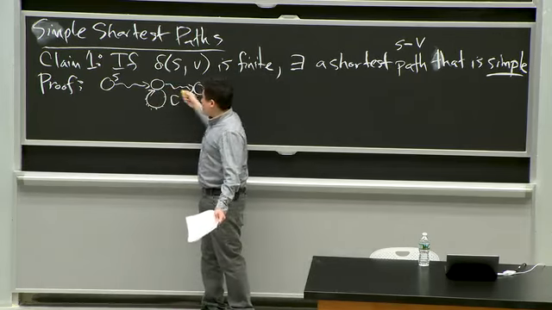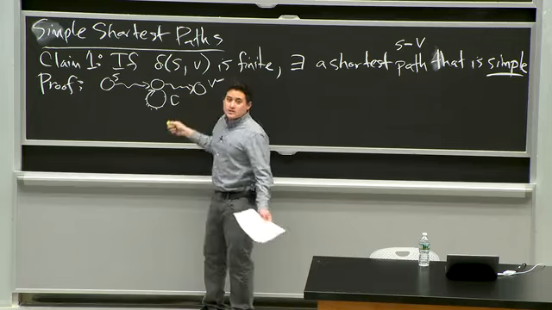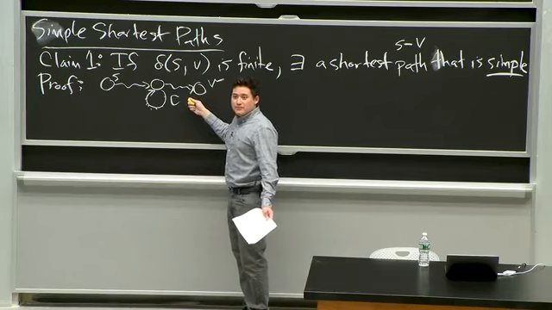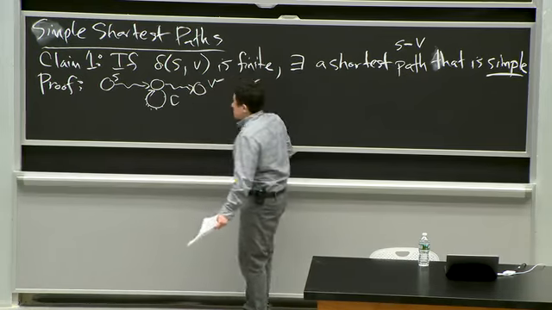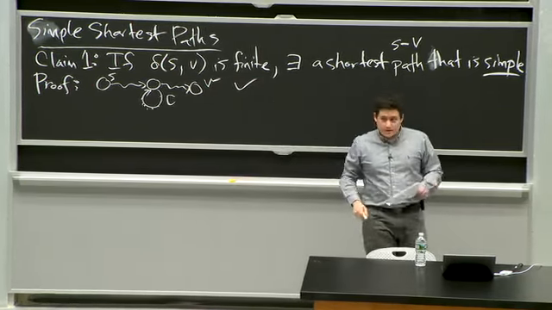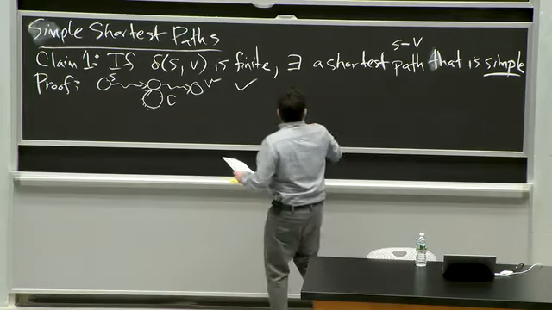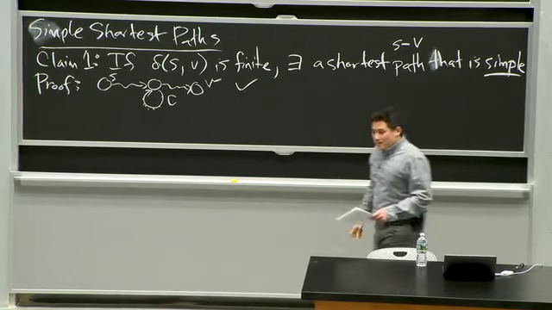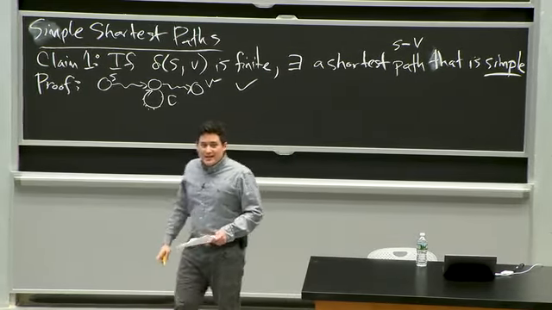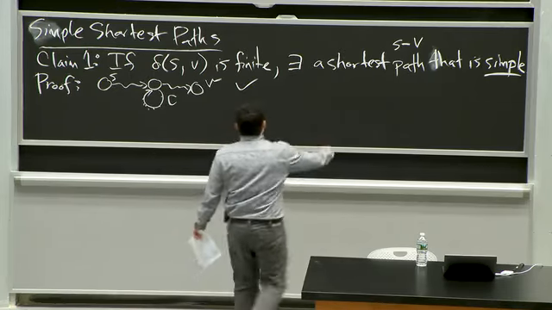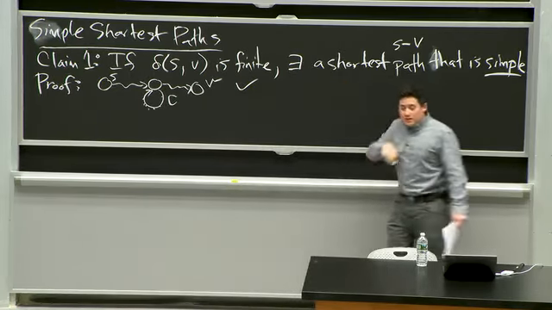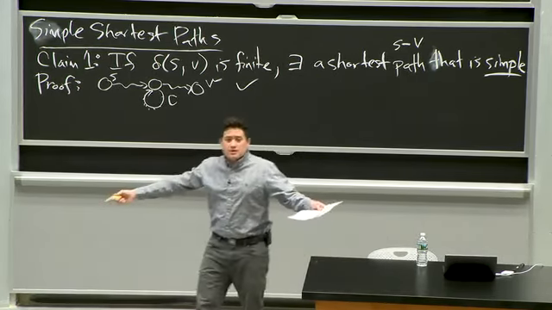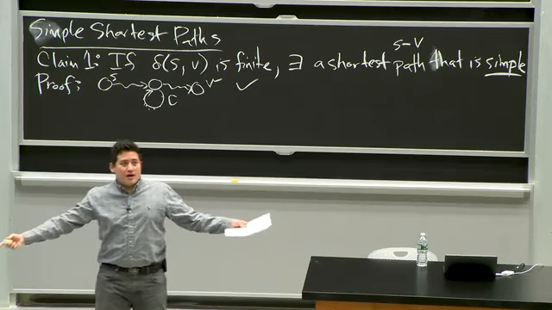And now I have a new path with one fewer cycle. I could just keep doing this to create a simple path. Okay? So that checks out. So that's interesting. If it's simple, what do we know about the number of edges in a simple shortest path? How many could there possibly be? How long in number of edges could a simple shortest path be?